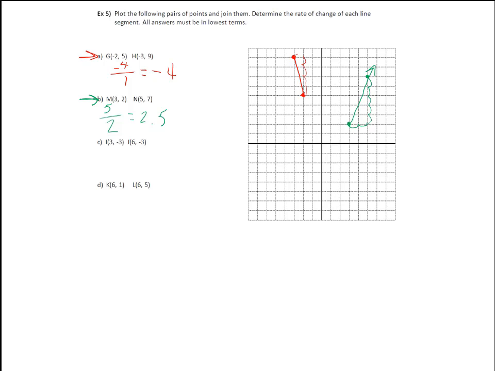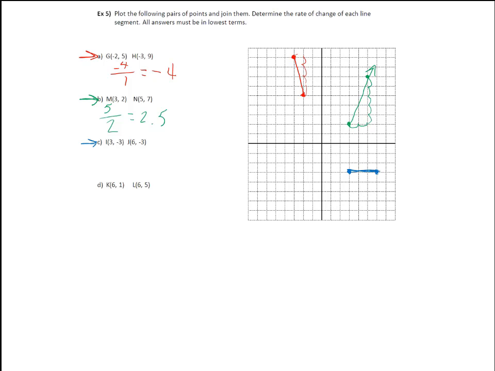Our next example, we have 3, -3, and 6, -3. But before I do that, I got to change my pen color. I'll pick blue this time. Okay, so blue for this. So at +3, -3, right there. And then +6, -3 right here. We have a line that goes across this way.